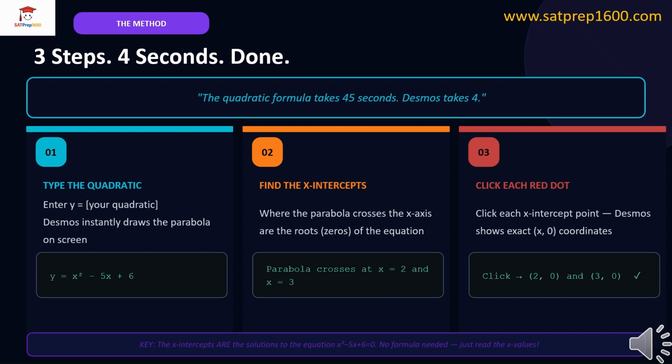Step 3. Click each one. Desmos shows you the exact coordinates. Read off the x values and you're done. Type. Find. Click. 3 steps, seconds, no formula needed.